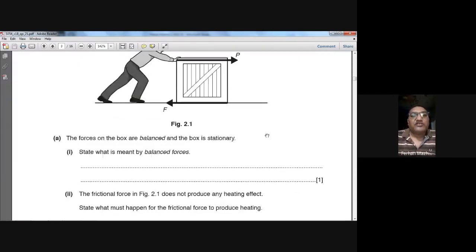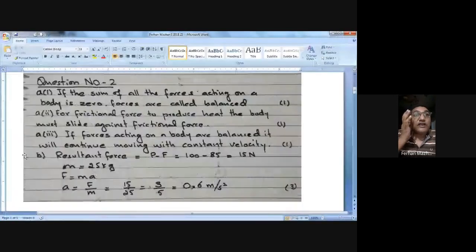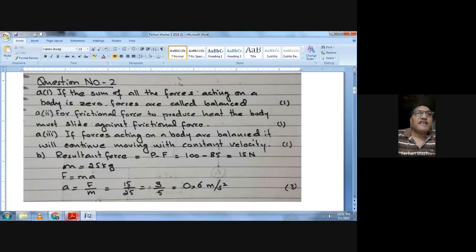If the forces acting on the body are opposite in direction and equal in magnitude, their sum will be 0, and their resultant force will be 0. So we will say that the forces are balanced. I have written this answer also. Let me show you. Question number 2, part A, is on your screen. If the sum of all the forces acting on a body is 0, the forces are called balanced forces. It was a 1-mark question. Okay, let's move to the next part.